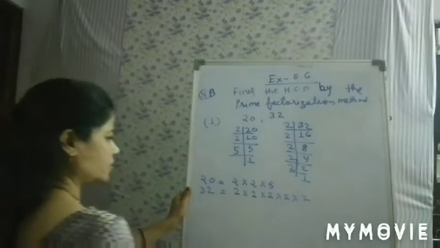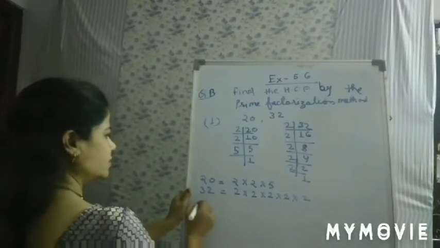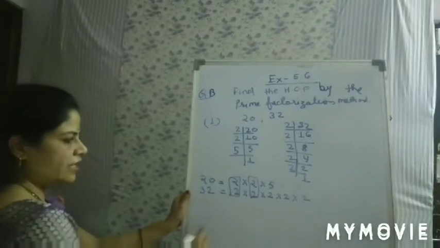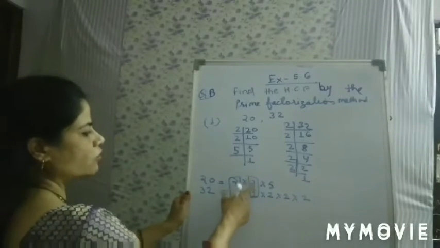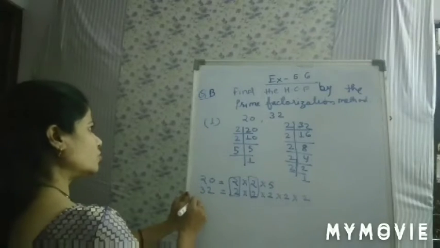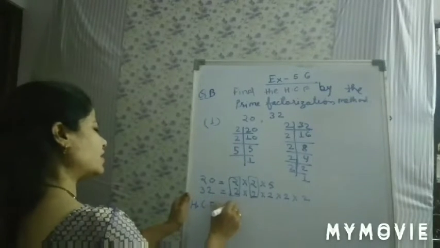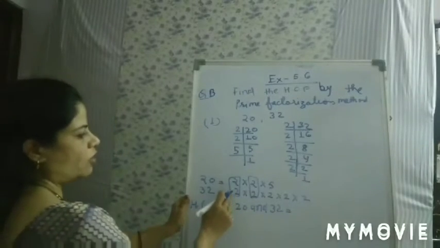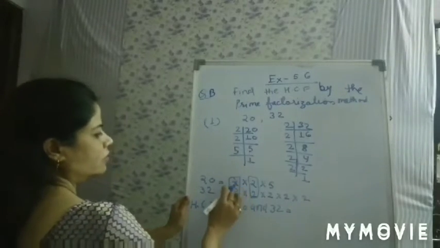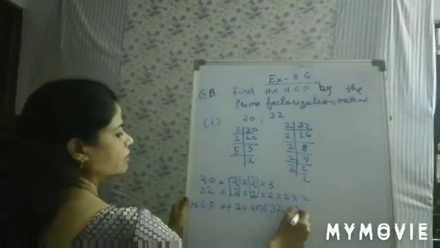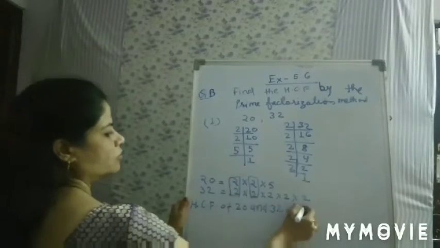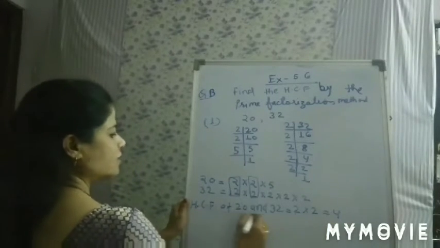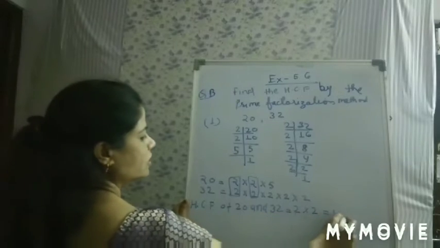That means 2 five times. Now you have to see the common factors. We are getting that only 2 and 2 are common in 20 and 32. So for the highest common factor of 20 and 32, you write the common prime numbers one time. Here 2 and 2 are common, so write it one time. Then again 2 and 2 are common, so write it one time. 2 twos are 4. So the highest common factor of 20 and 32 is 4.